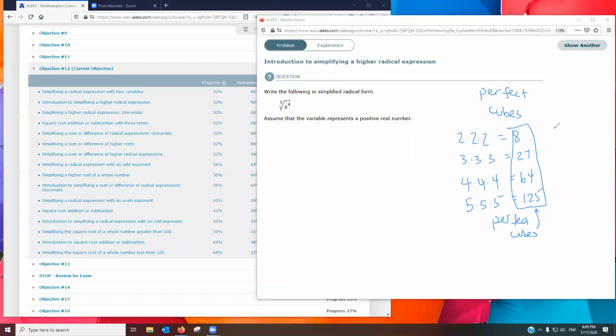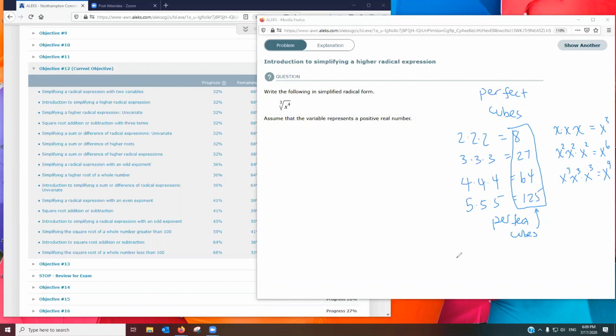Let's go to variables. What if I had x times x times x? Well, that would be x to the 3rd. What if I had x squared times x squared times x squared? Well, that would be x to the 6th. X to the 3rd times x to the 3rd times x to the 3rd. Remember, this is where you add the exponents, x to the 9.